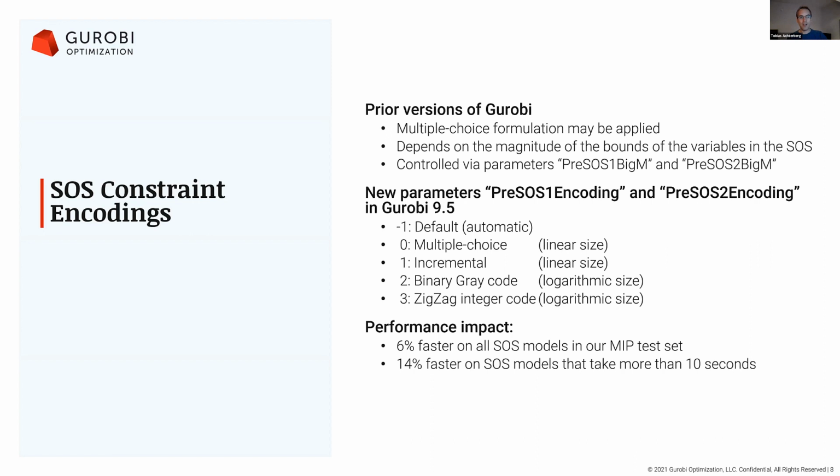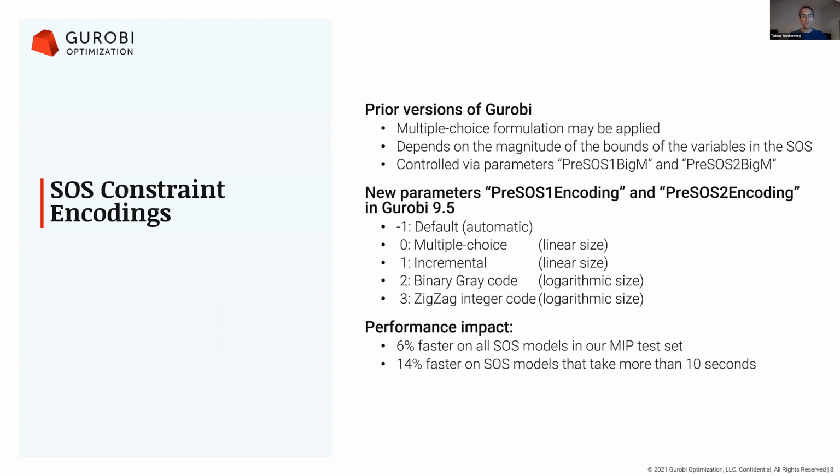With version 9.5, we introduced 3 additional encodings. So the incremental, also linear size encoding, the binary Gray code encoding, and the zigzag integer code, the latter 2 with logarithmic size. And the default value of -1 for this parameter here would just select one of these 4 encodings automatically, or also a possibility to keep the SOS constraint as an SOS constraint and not translate it.